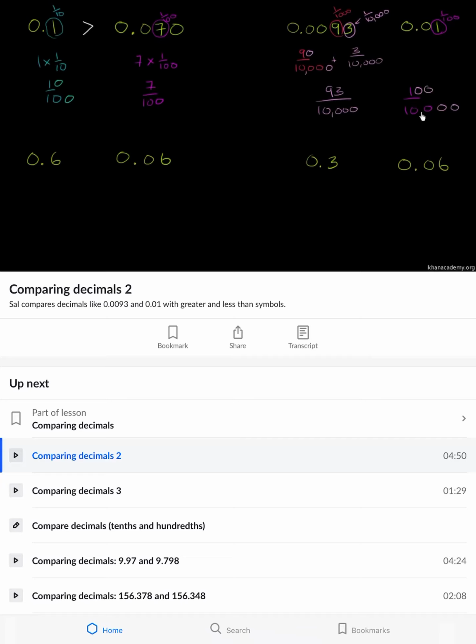Multiply by 10 again, you get 100 over 10,000, which is the same thing as 1/100. And we know that 100 times 100 is 10,000. So here it becomes very clear. 100 ten thousandths, or 1/100th, is definitely larger than 93 ten thousandths. So this quantity right over here is less than that quantity. Less than symbol, the small end points to the smaller number, larger end to the larger number.